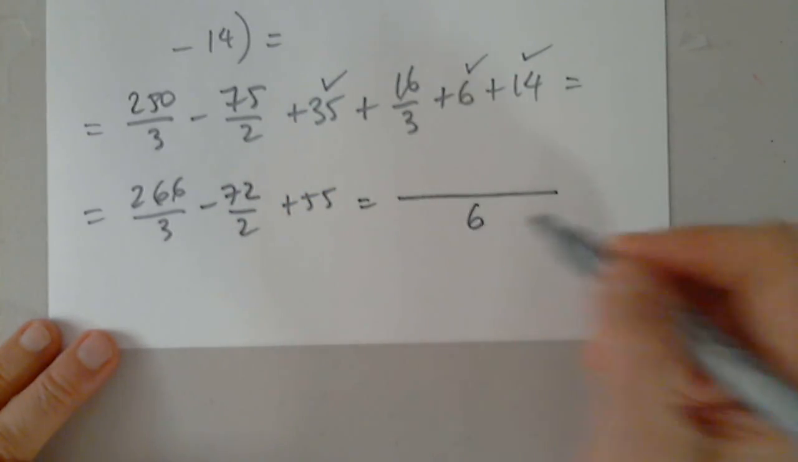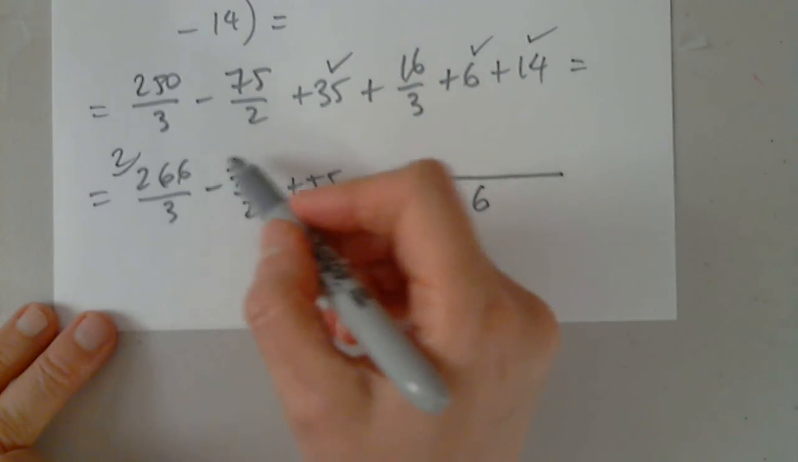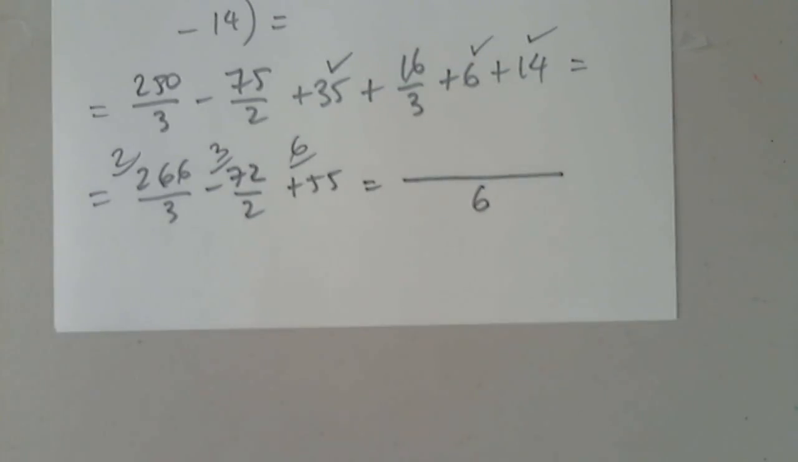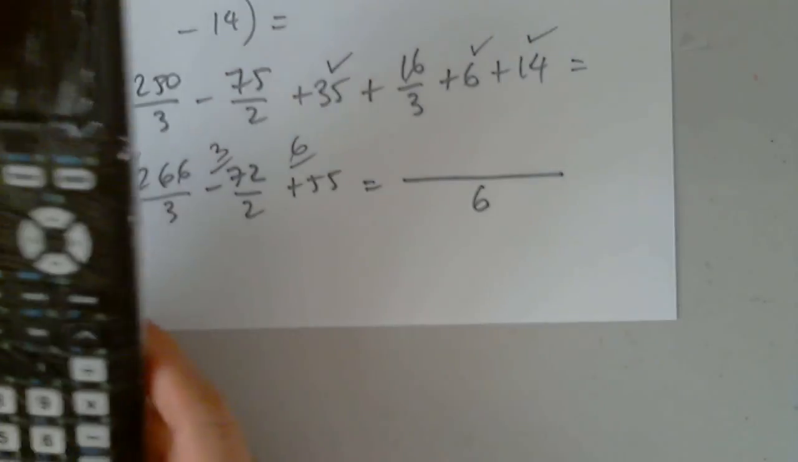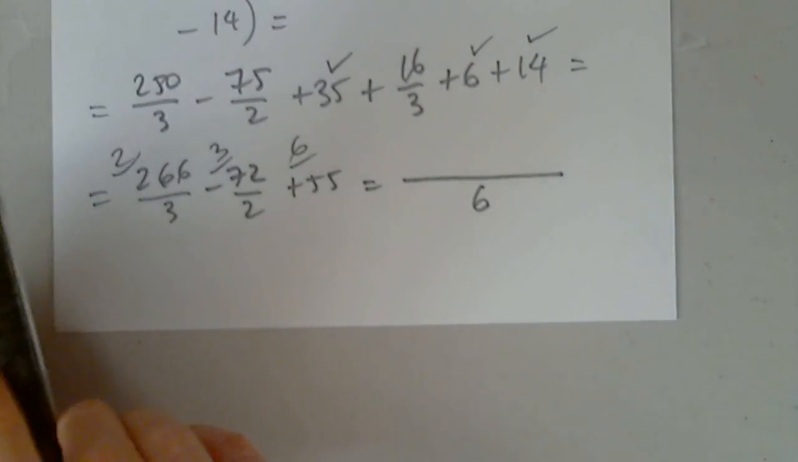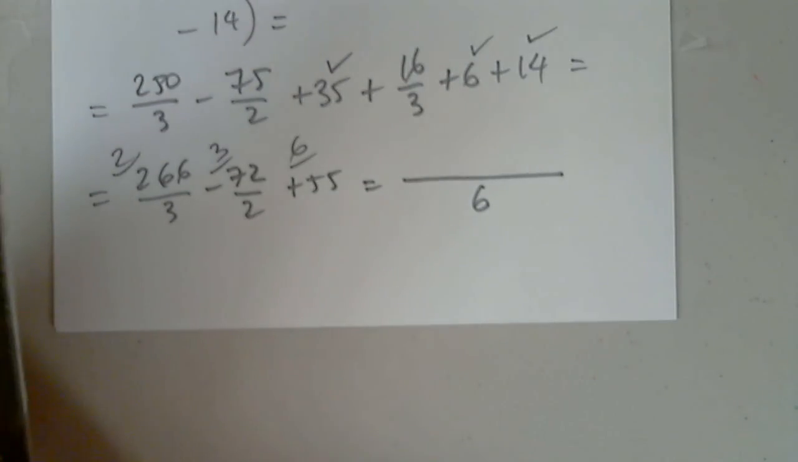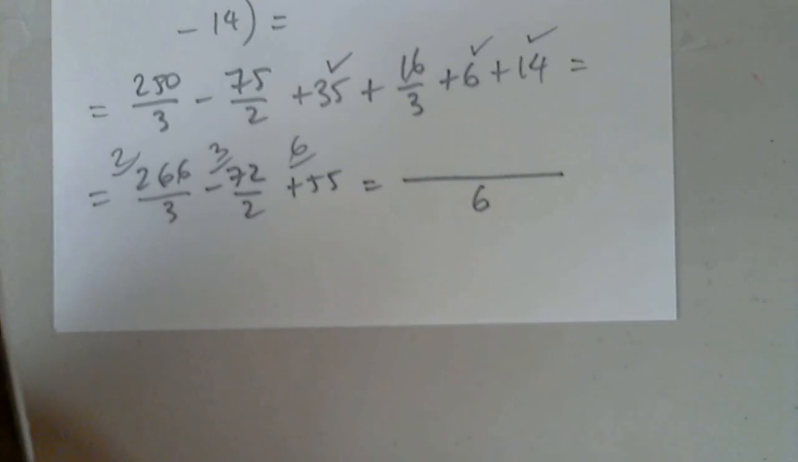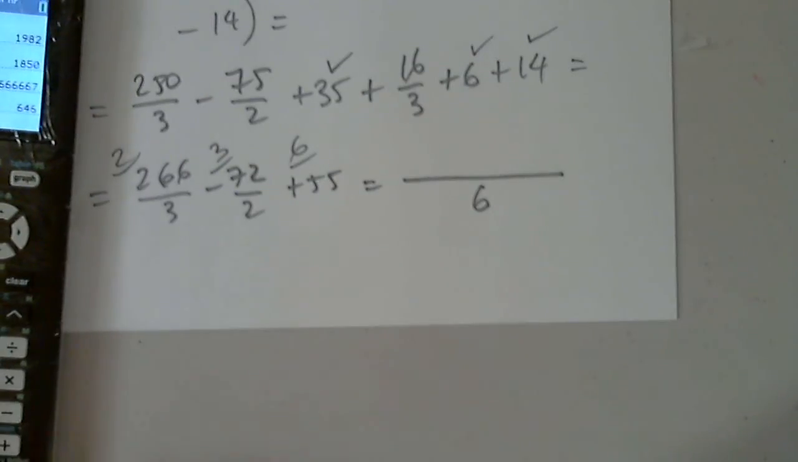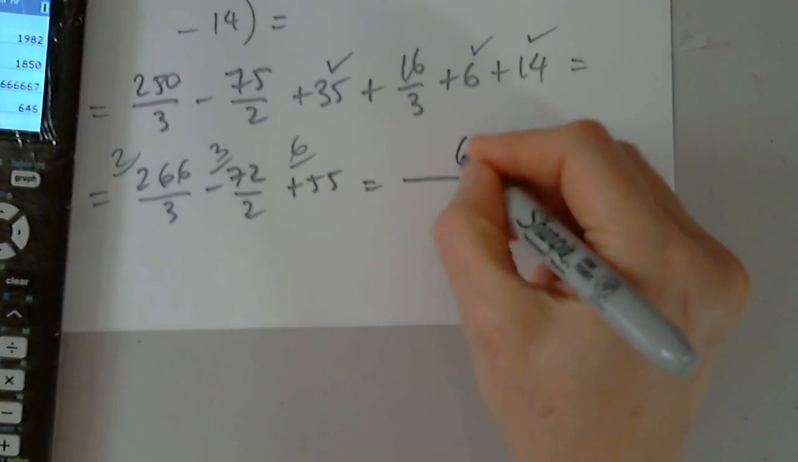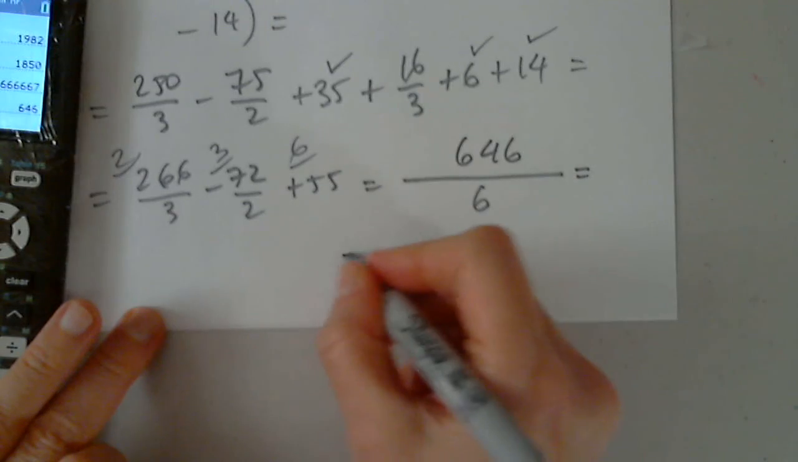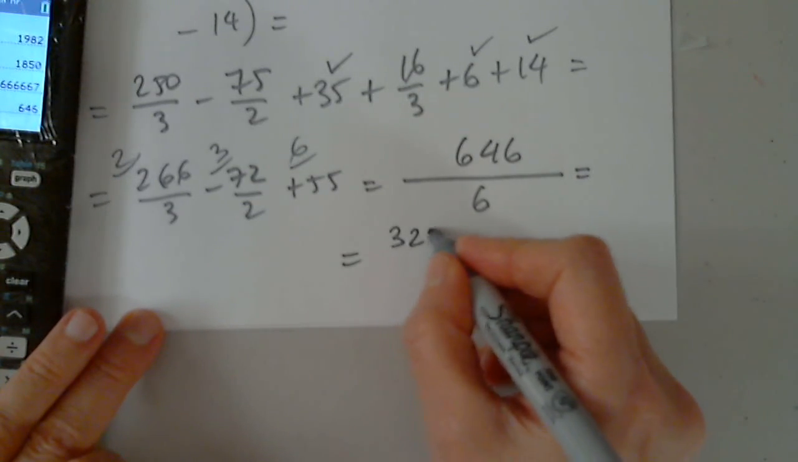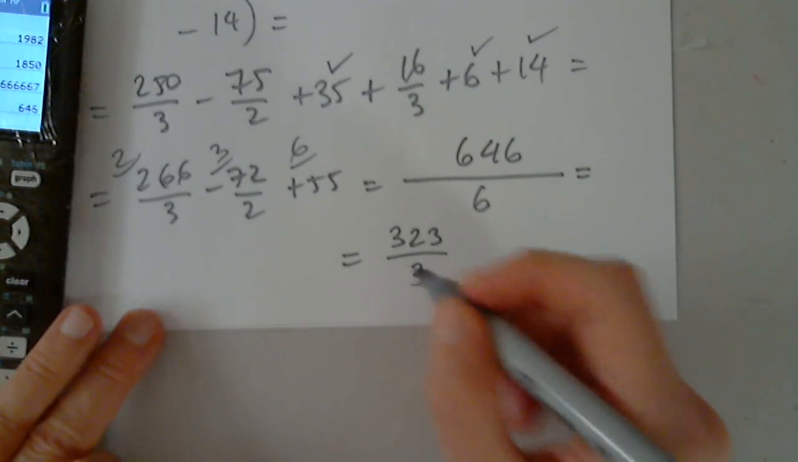The least common denominator is 6. This needs a 2, this needs a 3, and this needs a 6. Okay, 266 times 2 minus 3 times 72 plus 55 times 6. I got 646. I will simplify by 2 and get 323 over 3.